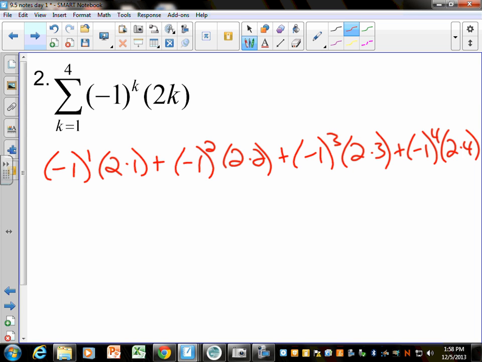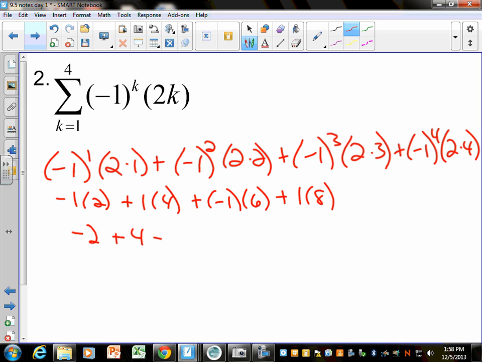Right? Watch your multiplication. This would be negative 1 times 2 plus 1 times 4 plus negative 1 times 6 plus 1 times 8, or negative 2 plus 4 minus 6 plus 8, or 4. Oh, you had to stop where it says to stop. Yes, no, maybe? Kind of maybe? Any clue what I'm saying?